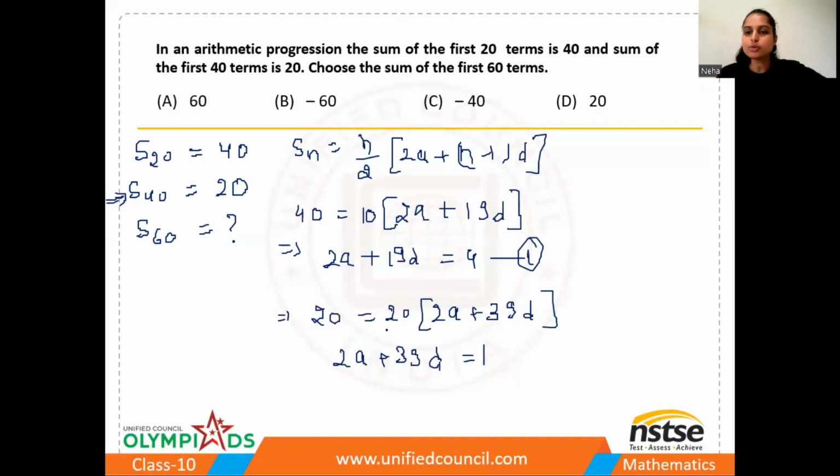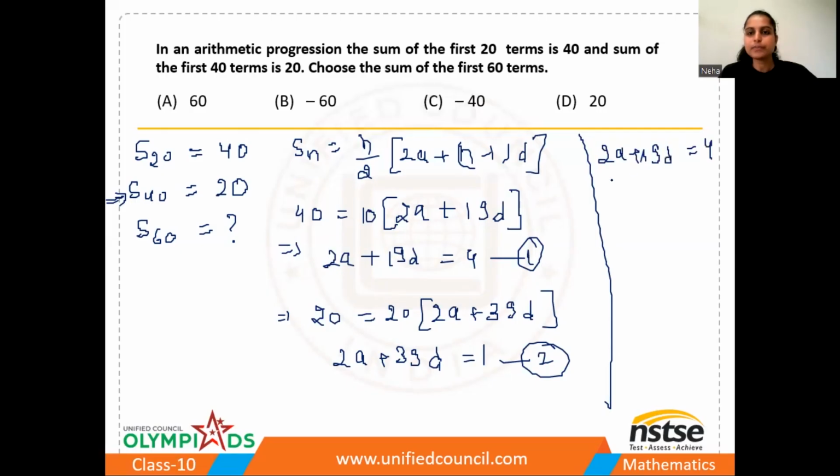Okay. So now, my dear students, we have equation number 1 and equation number 2. In both equations we have two variables a and d. So I think we can solve these equations very easily and we can get the values for a and d, right? Okay, so first let me subtract these two equations. 2a plus 19d is equal to 4 and 2a plus 39d is equal to 1. Okay, so minus, minus and minus. Okay, so it is cancelled out.